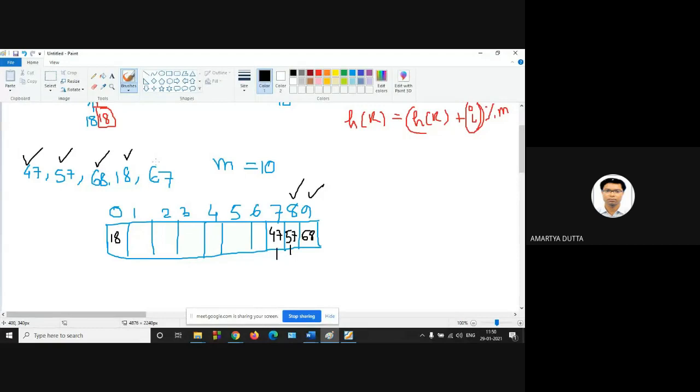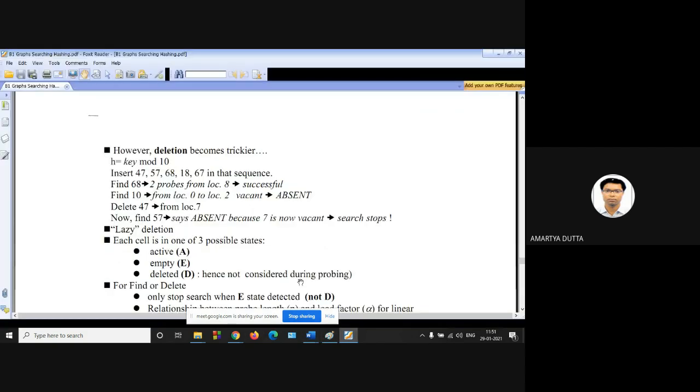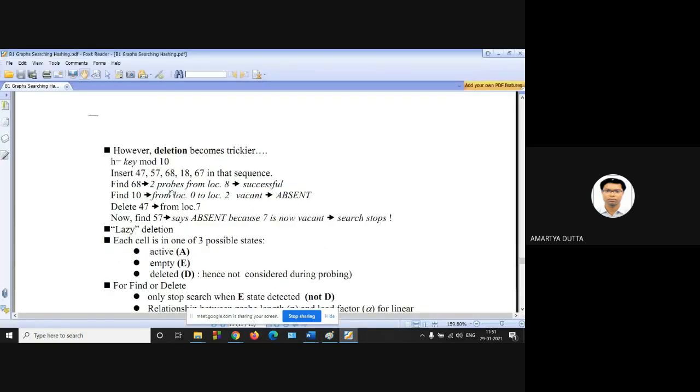Next 67. Again there will be a collision. 67 is placed in this position. So 1, 2, 3, 4. So total 8 collisions will be there. So 47, 57, 68, 18, and 67. It is the sequence.